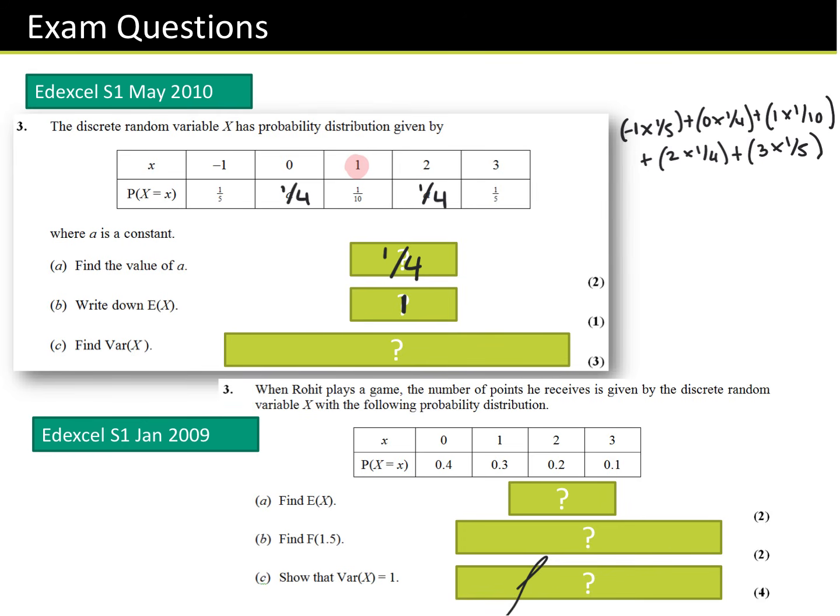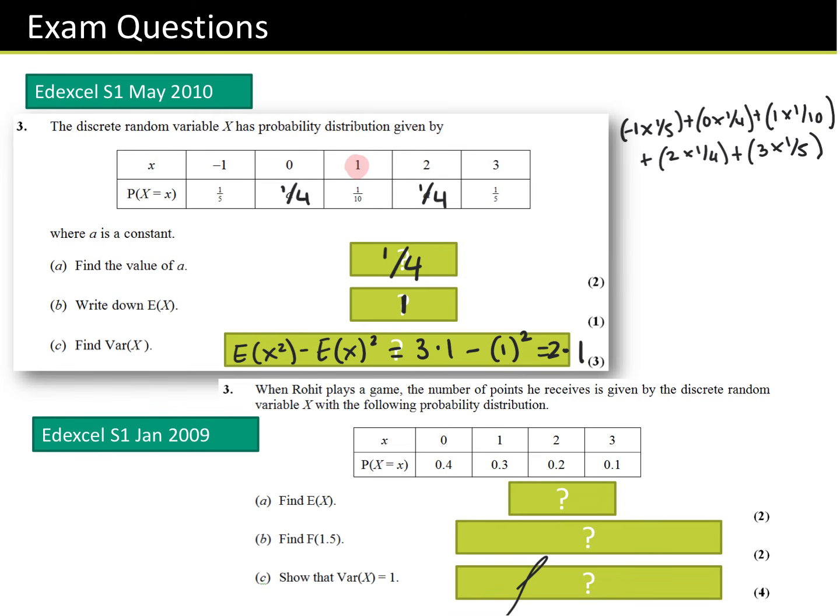Okay, and then it says find the variance. Okay, mean of the squares minus the square of the mean. For the first part, we're going to have minus 1 squared multiplied by 1 over 5, plus 0 squared multiplied by a quarter, plus 1 squared, and so on. Once you put this into your calculator, you're going to get 3.1, and then we're going to minus our expected value, which is 1 squared. So the final answer is 2.1.